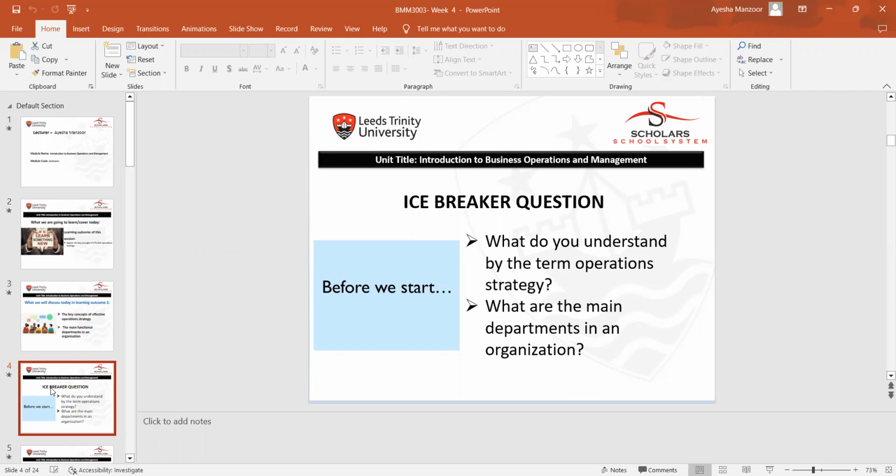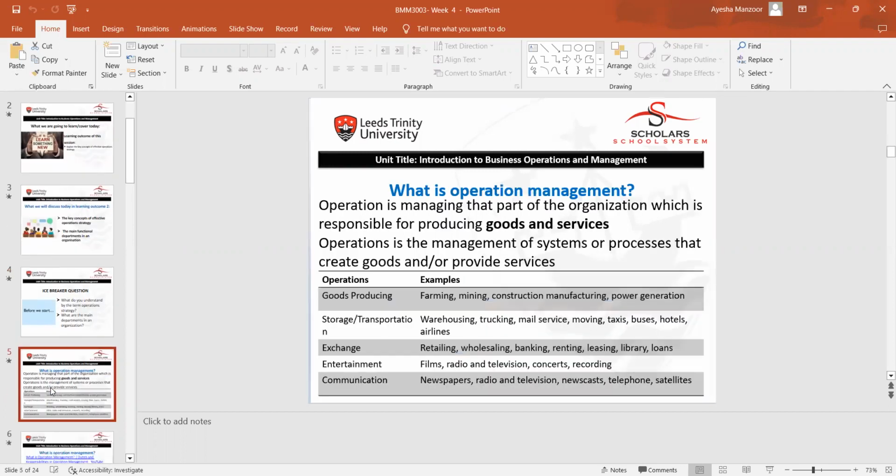And this is just a starting question that is usually asked before starting a lecture. What is business operations? As in the previous week, we have studied the business operations management definitions. Operation is managing that part of the organization which is responsible for producing goods and services. Operation is the management of systems or processes that create goods or provide services.